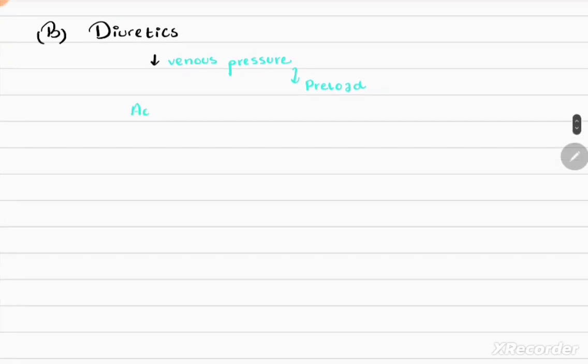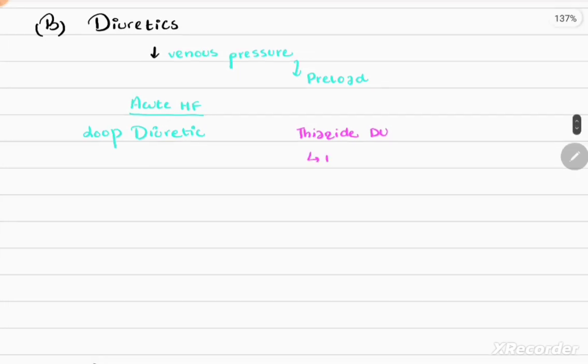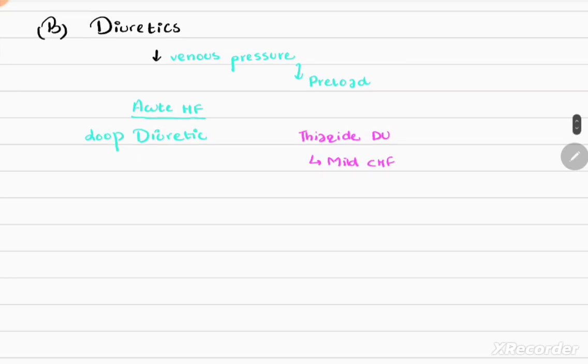In acute heart failure, the loop diuretics are used, and these immediately offload the body, and this is how they are used in the treatment of acute heart failure. There is another class of diuretics known as thiazide diuretics, which contains the drugs hydrochlorothiazide and chlorthalidone. These are used in mild chronic heart failure, and the mechanism is the same in both settings.